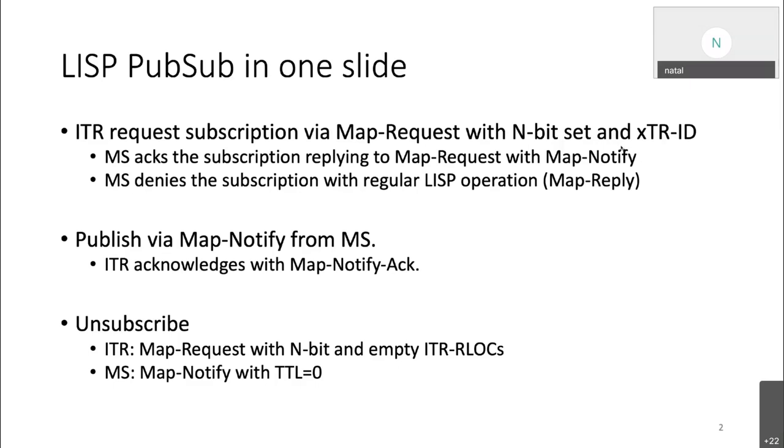If the ITR triggers unsubscribe, it just sends again a map request with the M bit, but with no ITR RLOCs, saying that's the way we have to signal that the ITR doesn't want to be notified anymore. And if it's the map server that is unsubscribing, then the way to signal that to the ITR is by sending a map notify with TTL equals 0. Okay, so that's PubSub in a nutshell.